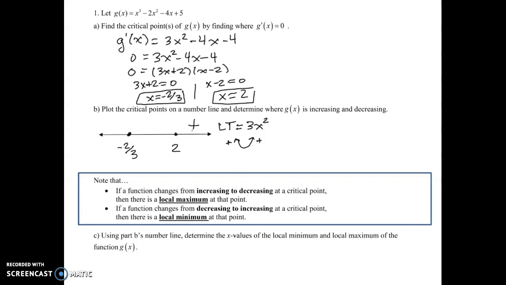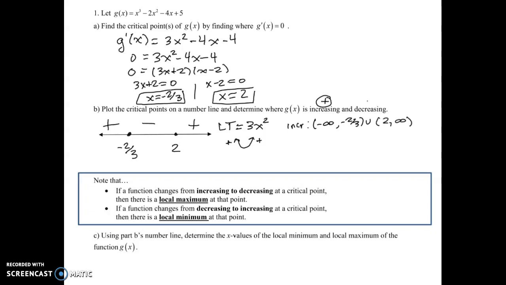So right's going to be positive, and then it's going to alternate positive, negative, positive. Okay? So our first derivative is positive from negative infinity to negative 2/3, and then from 2 to infinity. So where it's increasing is where we have positive, and we're going to use interval notation. So we're going to say from negative infinity to negative 2/3, and then from 2 to infinity.